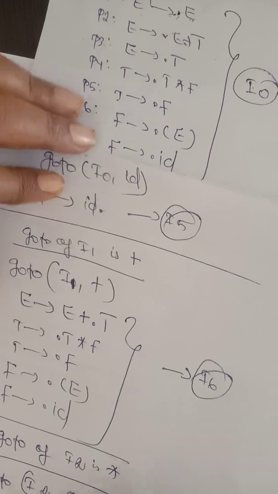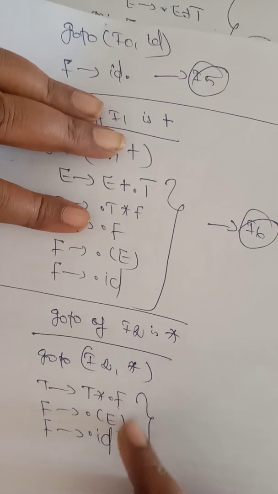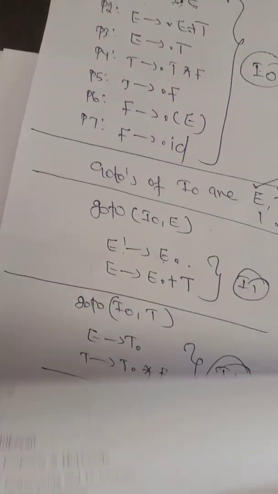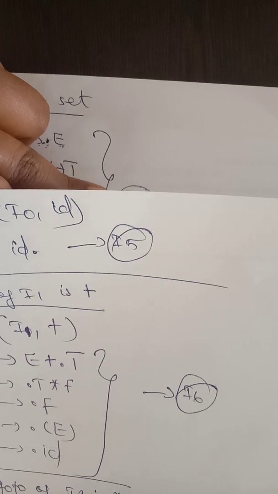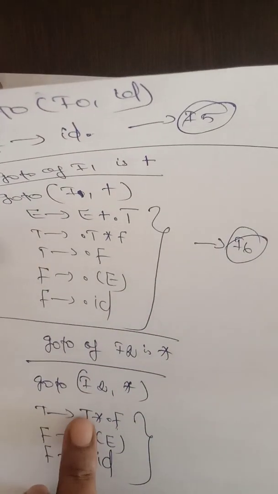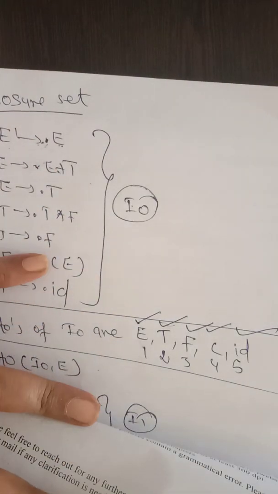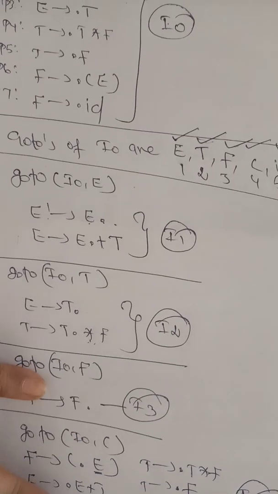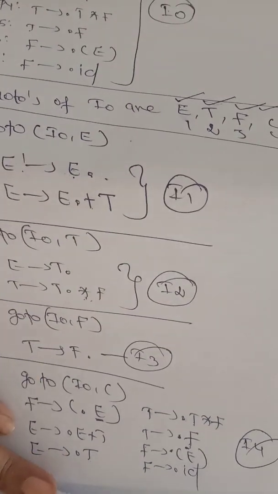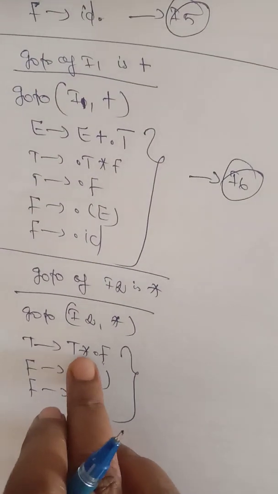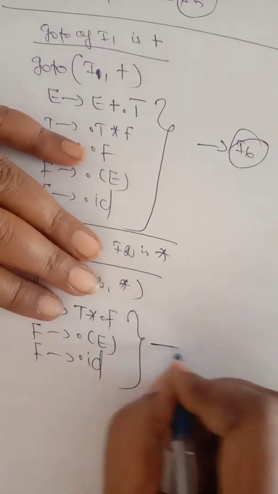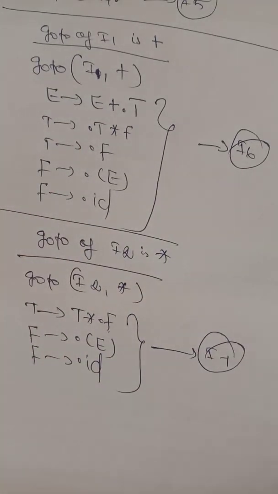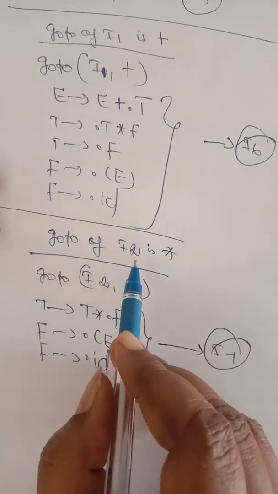Then compare this with the available sets. The available set is I0. It's not matched because here we are having T comes to T star dot F. It's not matched with I1, I2, I3, or I4. Then T star dot F is not matched with id dot. So give a new name, that is I7. Now goto of I2 is over.